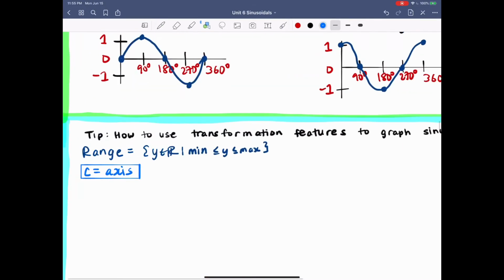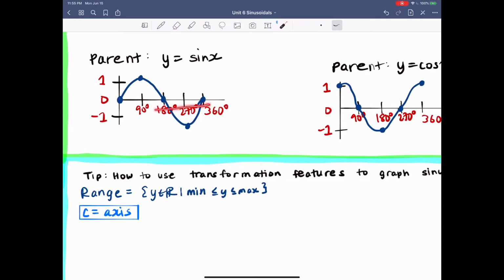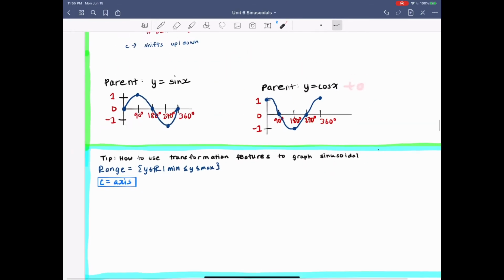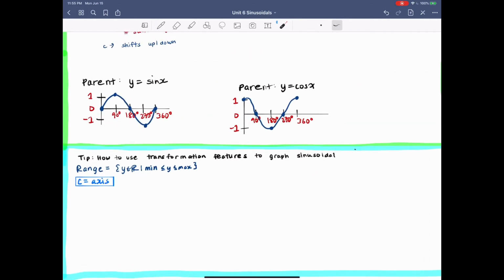Well, what does that mean for a second? For example, right here, the axis was 0, meaning the y mean value was at 0. It was oscillating around that y value of 0. There was no shift up or down to any of these parent functions. And so I could comfortably say that the axis is just C in this case, which was 0.